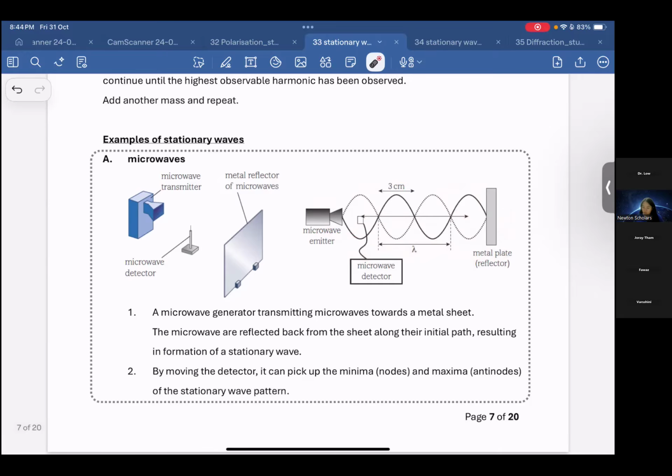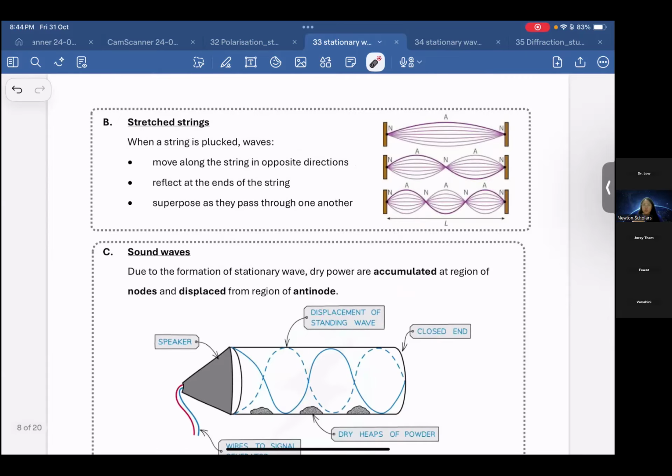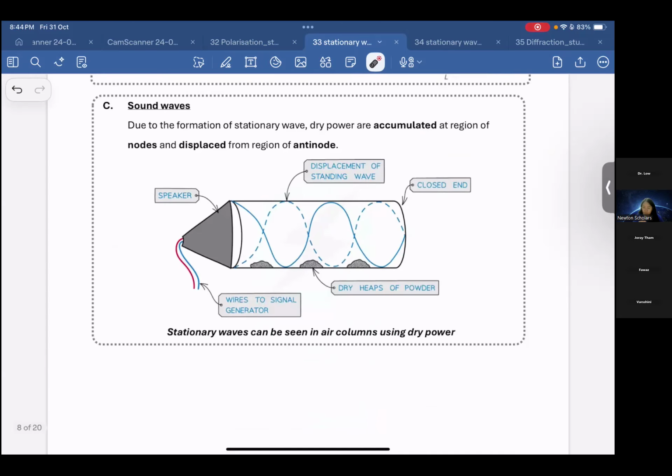Not only microwaves can show you the standing wave, but the string also can show. So just now the PowerPoint that I showed you is the string. So they can adjust. Then sound wave.